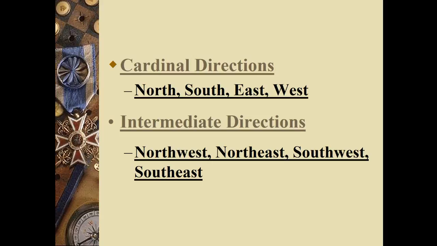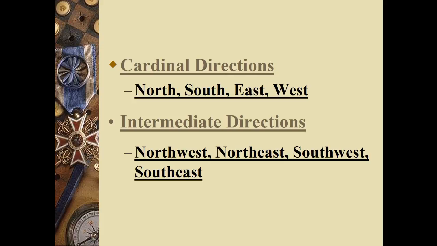So, cardinal directions are the 4 major directions: north, south, east, and west. Now, the intermediate directions are northwest, northeast, southwest, and southeast. In Texas, at least in East Texas, kids go from elementary school to intermediate school to middle school and then high school.